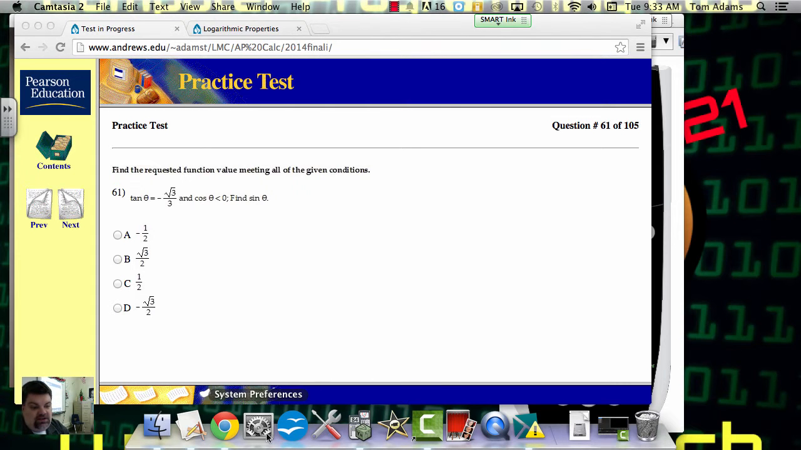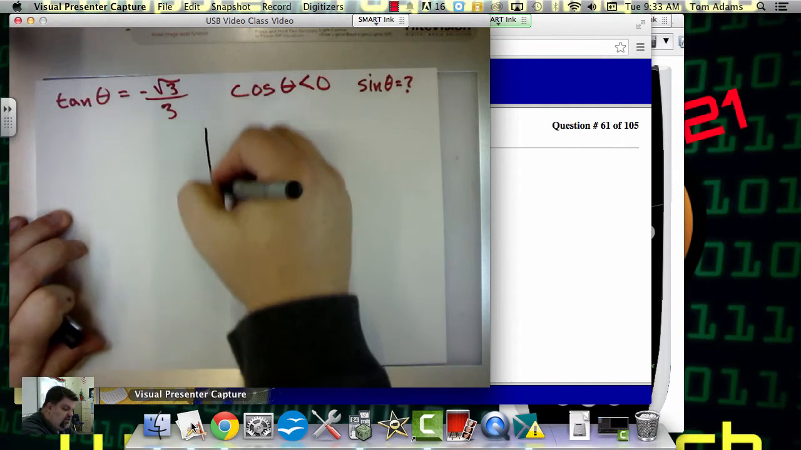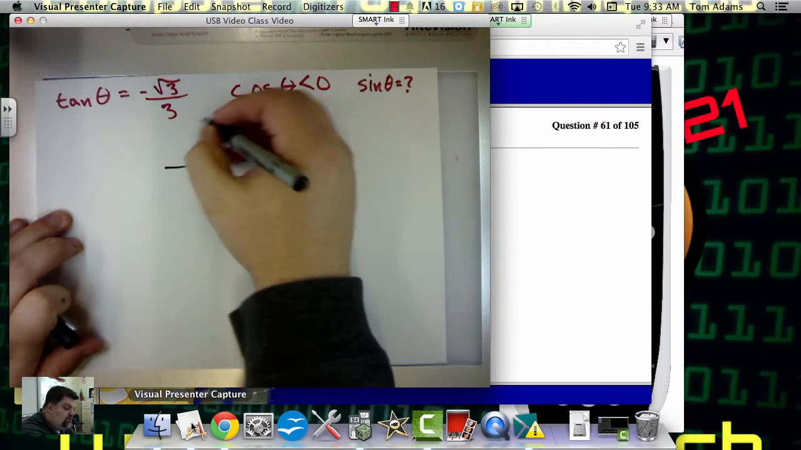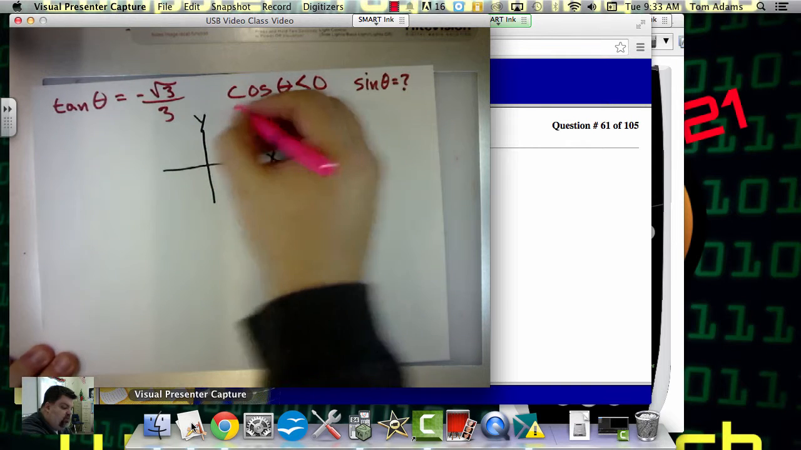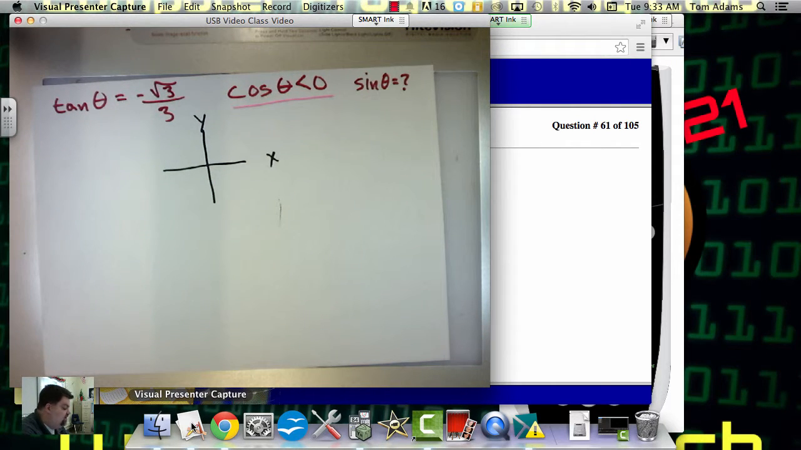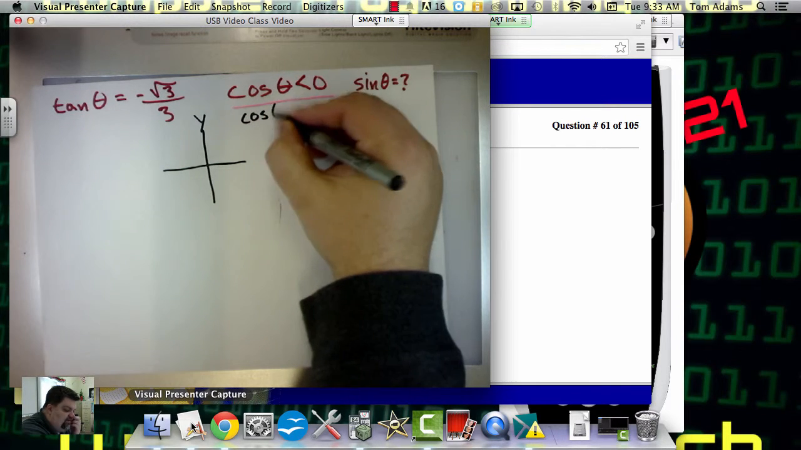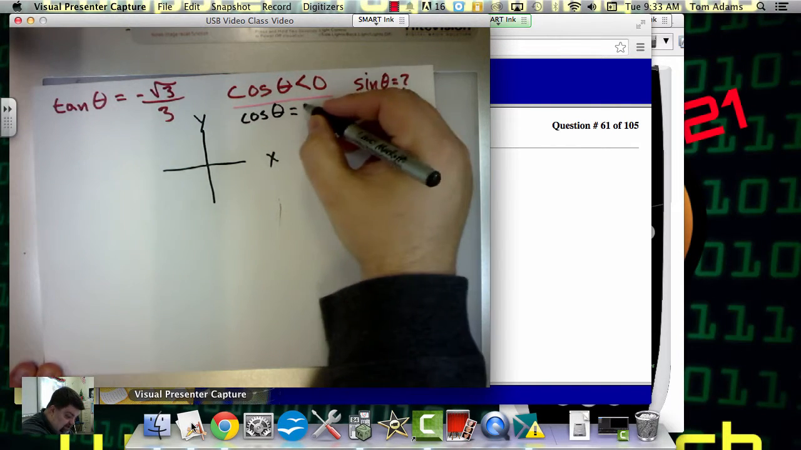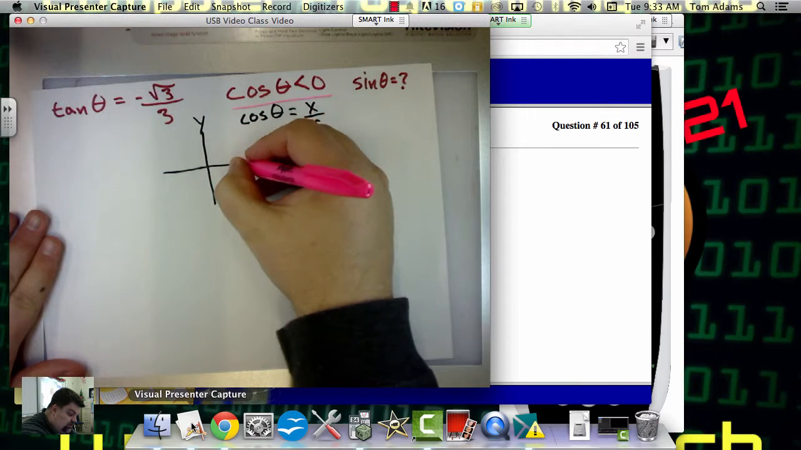All right, so let's check this out. Again, we're going to deduce using our standard circle what quadrant this lives in and work from there. Where is cosine negative? Cosine of theta in the Cartesian plane is x over r. So we're going to have our standard circle.